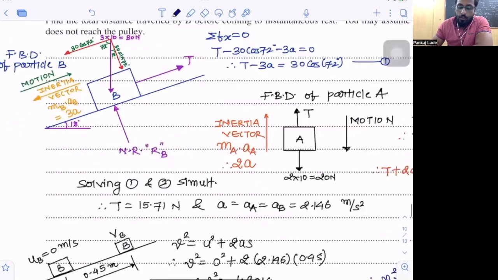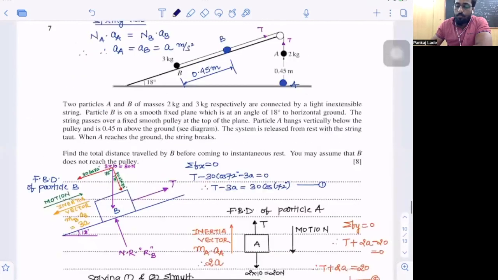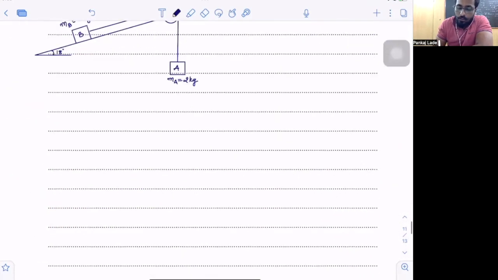Okay, so this is the diagram given to us, and the distance of A from the ground was 0.45 meters. So that's the ground. So this distance is given to us, 0.45 meters. You got that?